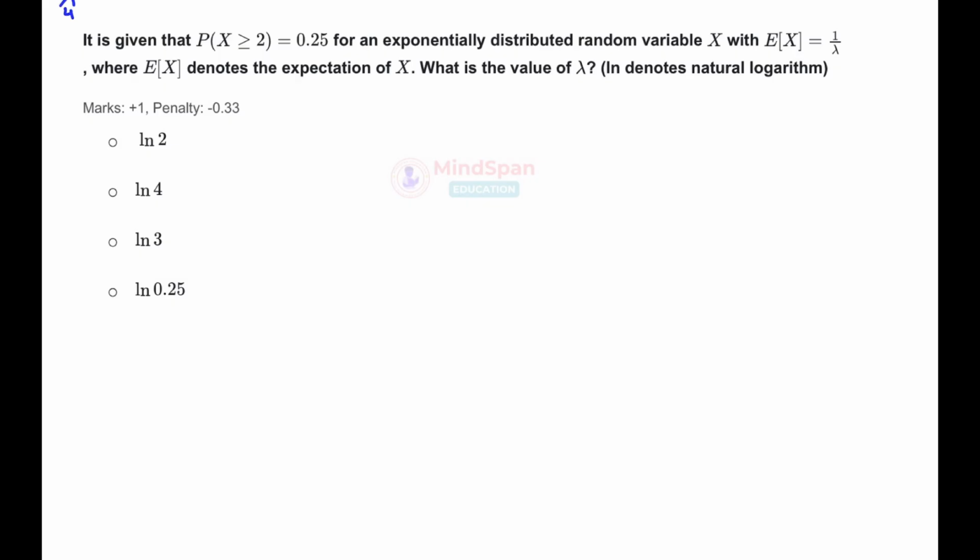So it is given that the probability that this random variable x takes the value greater than 0 is 1/4 or 0.25 for an exponentially distributed random variable x with the expectation 1 divided by lambda, where expectation denotes what is the value of lambda. So for this question, first of all, you need to have the PDF expression of this exponential random variable.